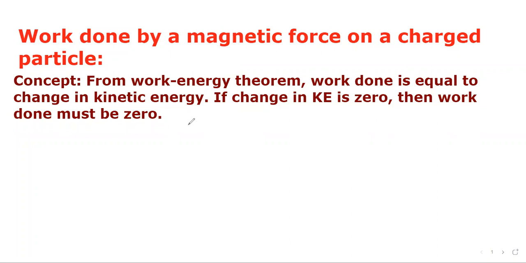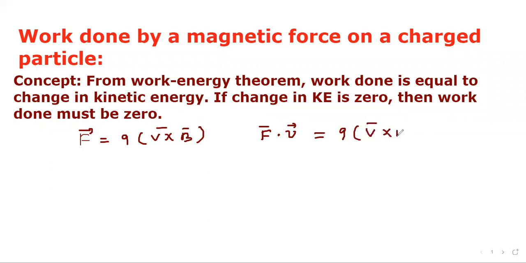So we know that vector F equal to Q V cross B. Now we have to check the work done. So for that we find F dot V. So F dot V equal to Q (V cross B) dot V.